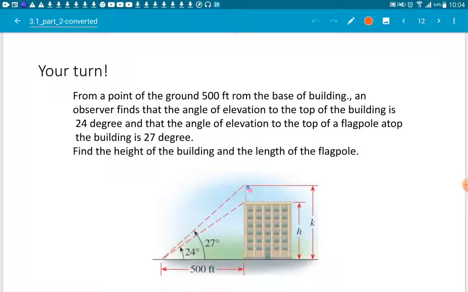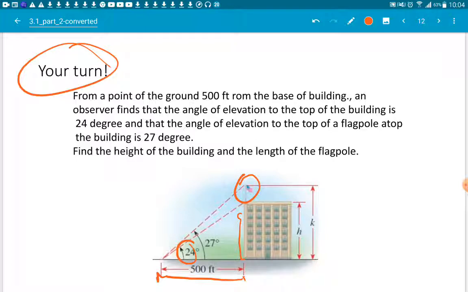Let's go next. In this one, there is a flag on top of the building. If you omit the flag, then this problem is the same as the previous, the tree one. The angle is given, this one, and then we could get the height. Okay? Well, I'm not going to solve it, but this is your turn. You are going to do it. I'm going to post it as a problem, and I'll give you multiple choice.